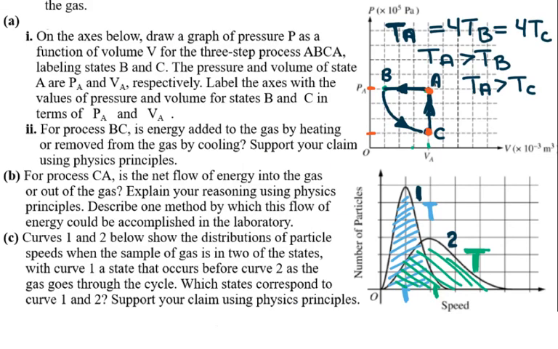Before I make my conclusion about which state is which, I rewrote them for you right here. I'm going to look at the way the question is asked. They say curves 1 and 2 show the distribution of particle speed when the sample of gas is in 2 states. Curve 1 occurs before curve 2. So that means this curve occurs before the next one.